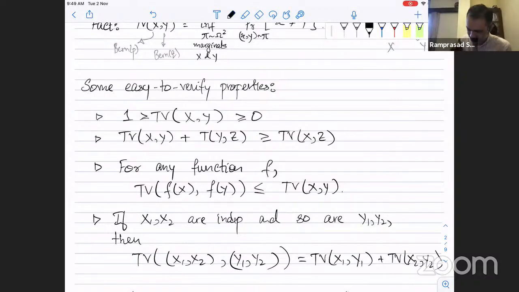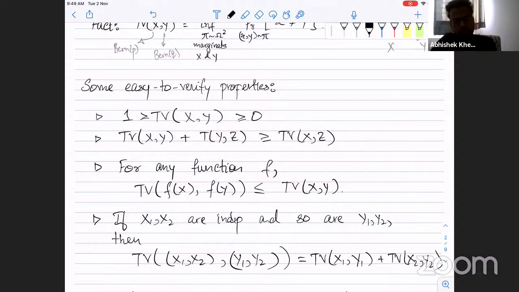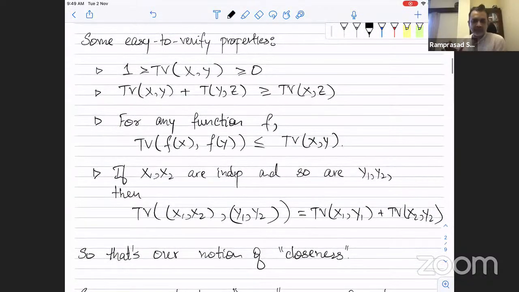Yeah. Okay. In the sense that it's additive, if things are independent across coordinates, then you might as well add up the total variation distances across coordinates. Thanks. Okay, so that's going to be our notion of closeness. So when we were talking about extractors, we wanted to say that I want the output of the extractor to look like the uniform distribution.